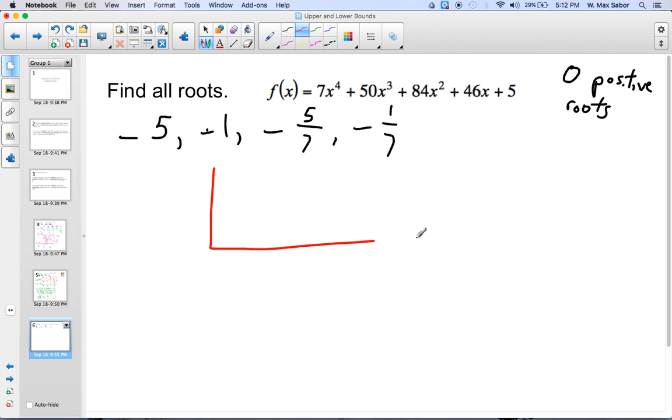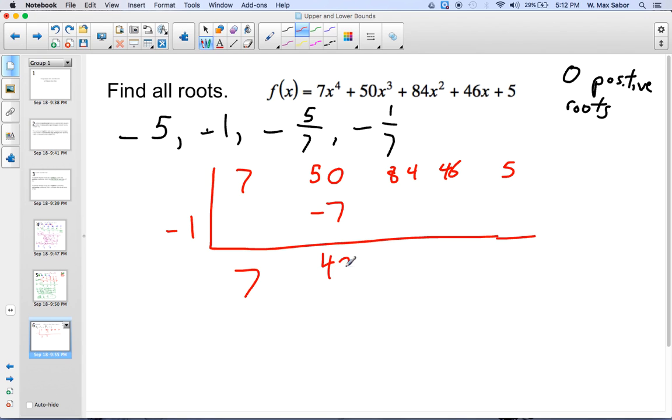Now, which one do we want to try? I'm going to try -1. If you tried something else, it might work, it might not. So let's try this. 7, -7, 43, -43, 41, -41, 5. Ooh, yay, it worked. All right.